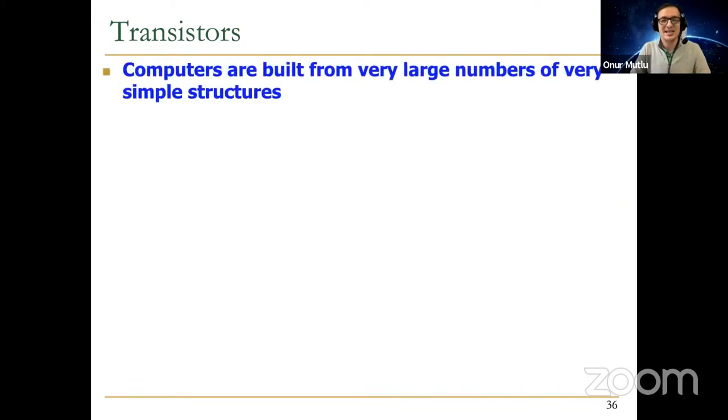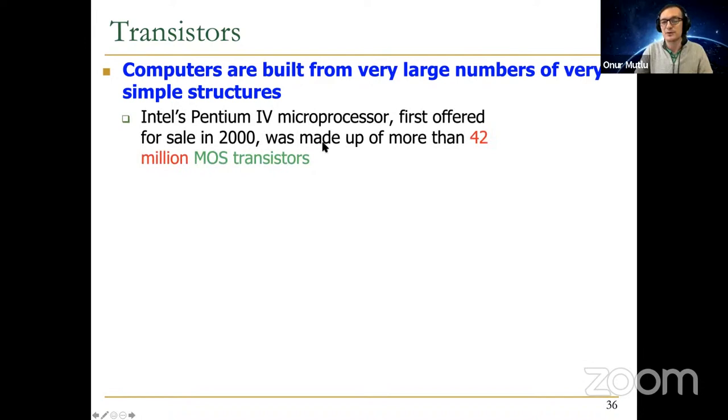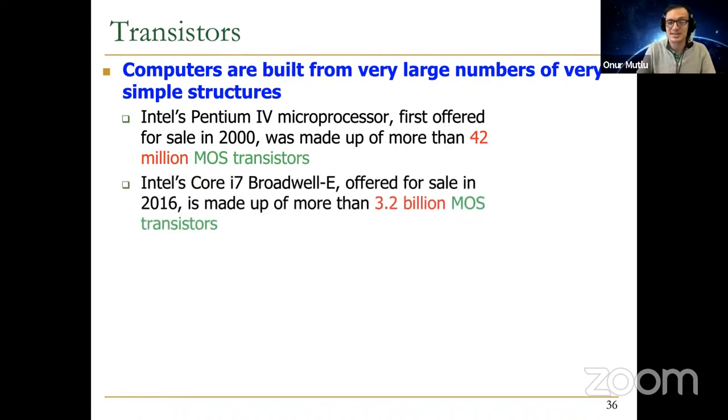So transistors are essentially very simple structures that enable the building of computers. And as you saw earlier, we use very large numbers of them to build computers. For example, Intel's Pentium 4 microprocessor was made up of more than 42 million transistors, and this was a lot at the time. And Intel's more recent processors in 2016 had 3.2 billion transistors. And as we've discussed earlier, a GPU has 21 billion transistors. Apple's M1 has 16 billion transistors today, for example. And Cerebras has, actually, I don't even know right now, it's trillions. I don't even remember that number. It was so big, but it was in the trillions, right?